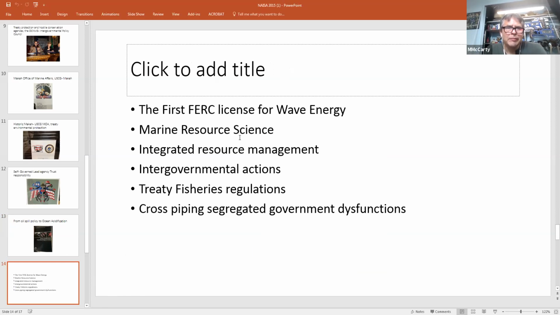We had a wave energy project and I actually have an idea of a wave energy buoy the shape of a whale.